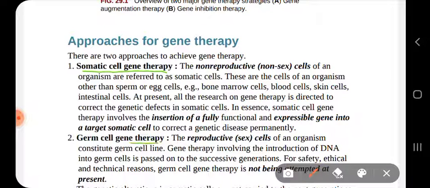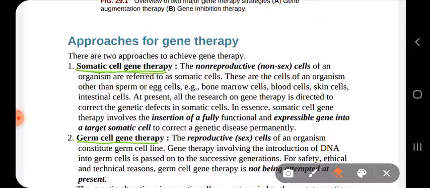One is called somatic gene therapy, another one is called germ cell gene therapy. This type of short question may come. Somatic cell gene therapy, as the name suggests, means we will use the gene therapy approach in the somatic cells, in the normal body cells.